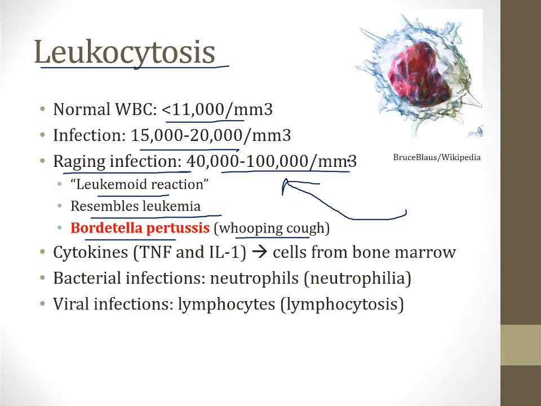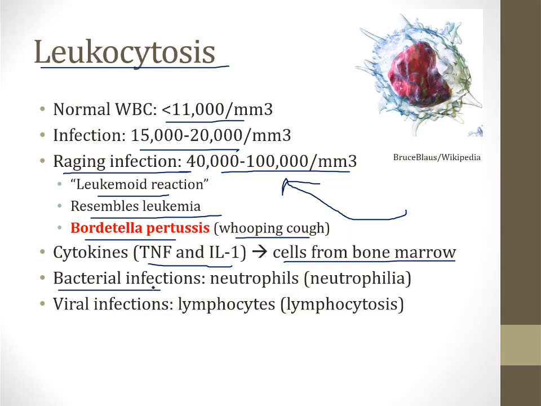We don't see Bordetella much anymore because of vaccination, but when it does occur, the white count can get very, very high and mimic leukemia. The cause of leukocytosis is cytokines, especially TNF and IL-1. They trigger cells from the bone marrow to produce more white cells. And the type of white cells that rise in the setting of infection vary with the cause of infection.